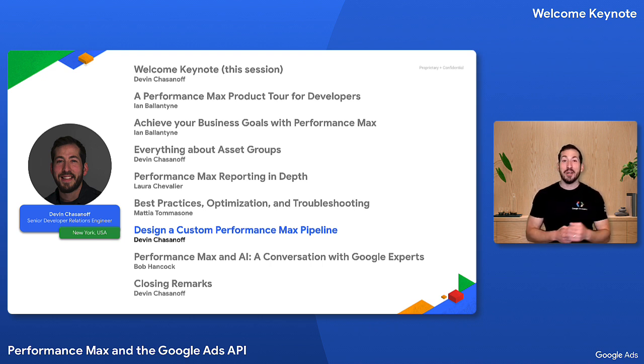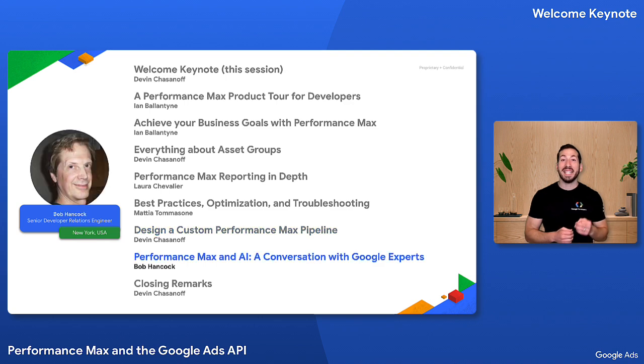Our last session before the closing is Performance Max and AI, a conversation with Google experts. Bob Hancock will lead a panel of Google experts to share real-life examples and case studies from customers that have derived the most benefit from PMax. Generative AI used for creating text and images has been all over the news, but there are a lot of other use cases for AI. We'll discuss how AI can benefit your campaigns, whether you use the UI or the API.